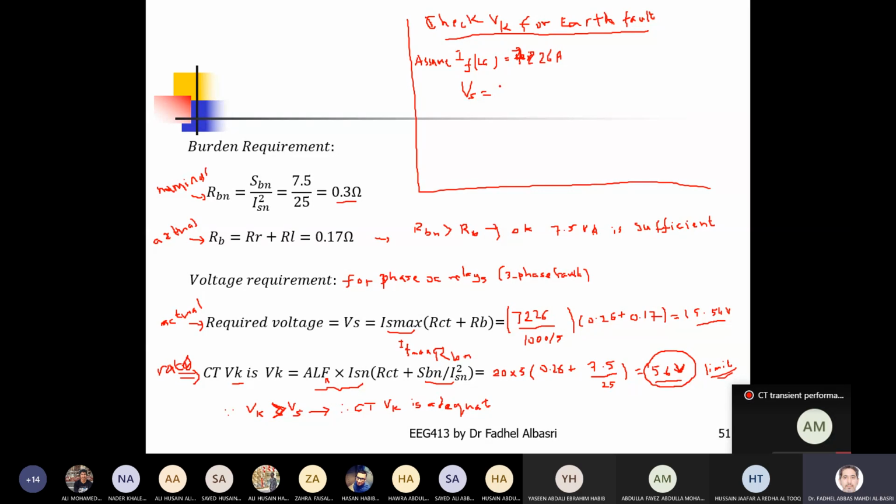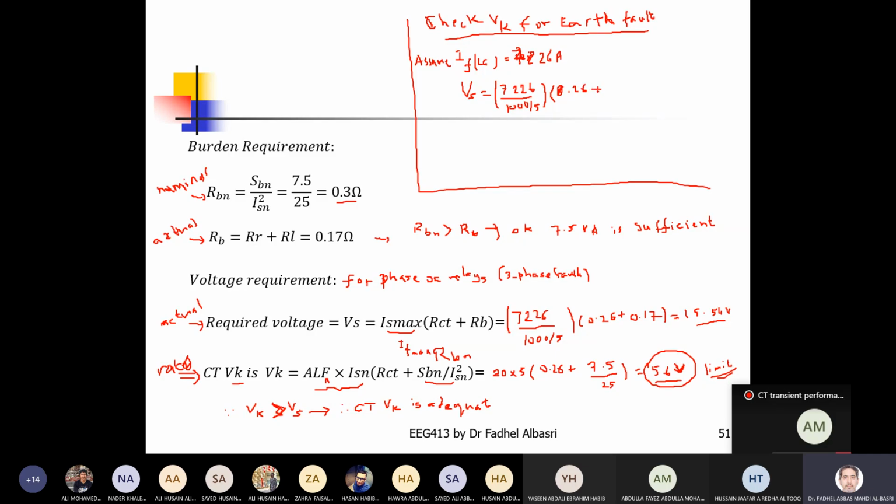Now I'll do the same thing. 7,226 divided by CT ratio, which is 1,000 over 5. Sorry, this is I fault referred to the secondary side. Now RCT is 0.26.